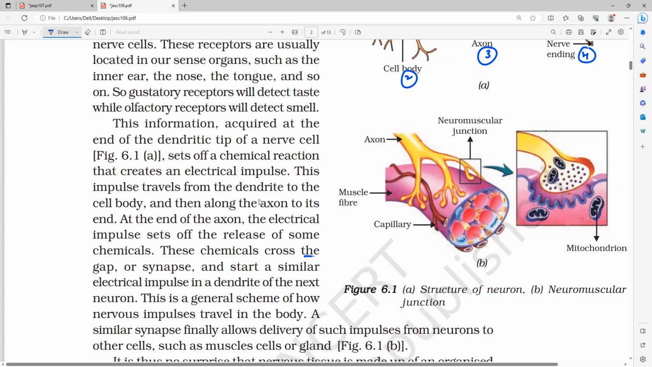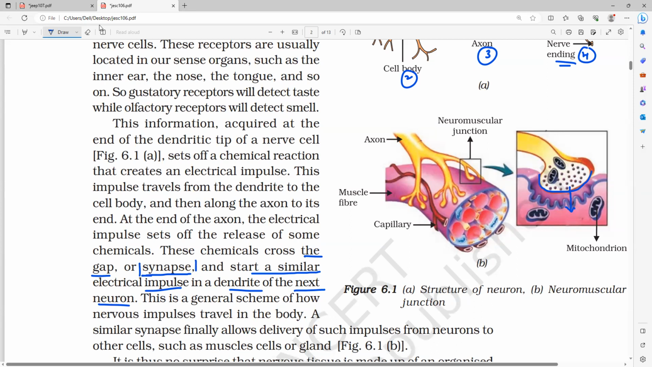The chemicals cross the gap, which we call the synapse, and start a similar electrical impulse in a dendrite of the next neuron. That means from one neuron to another neuron there is a gap, and there the first neuron's nerve ending will release the chemical, and the signal will be transmitted from the end of one neuron to the beginning of the dendrites of the second neuron. So what do we call that gap? Everybody see the book.